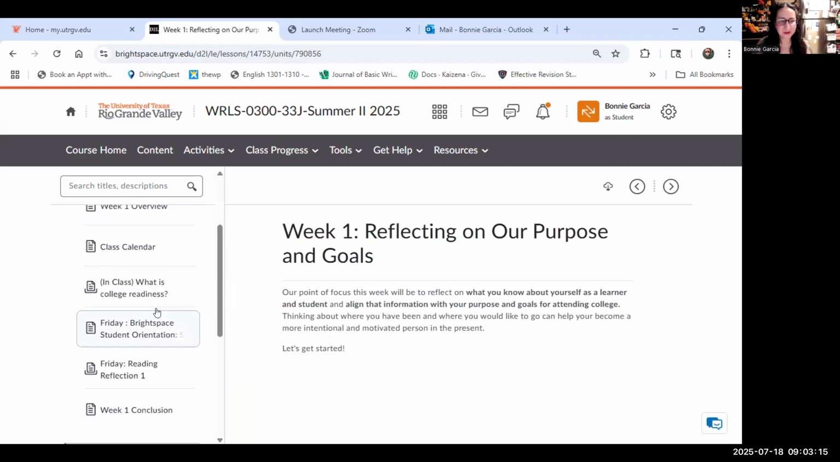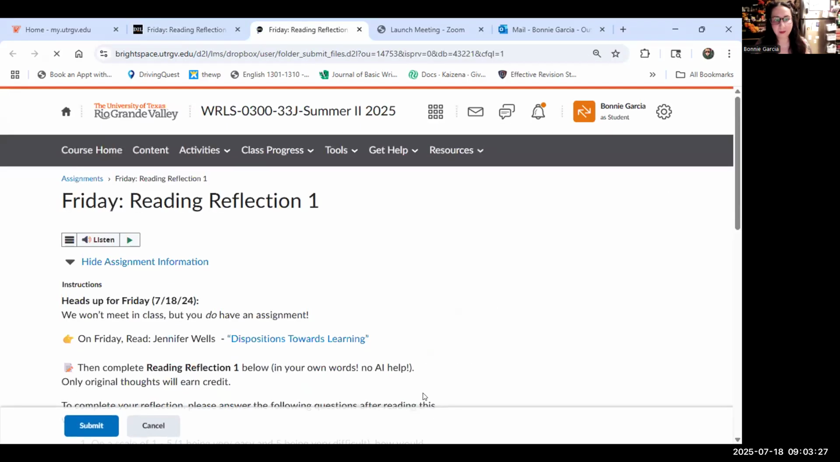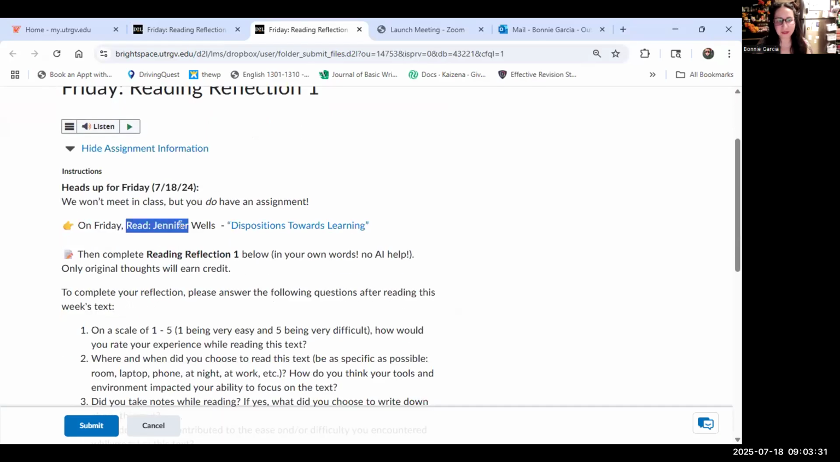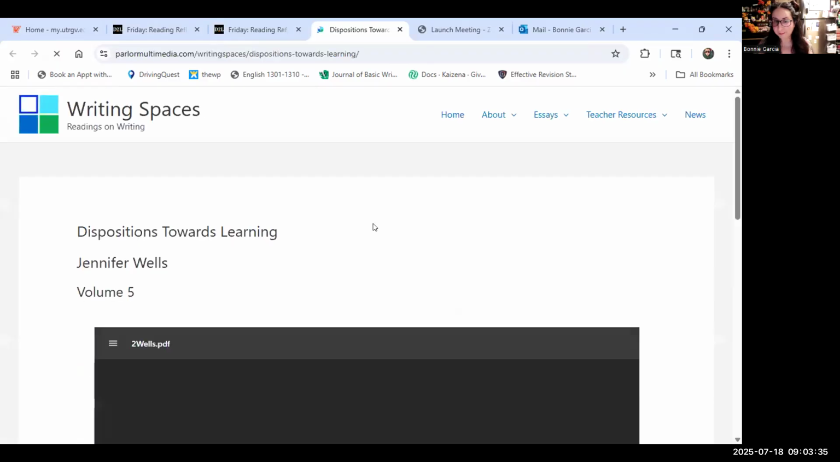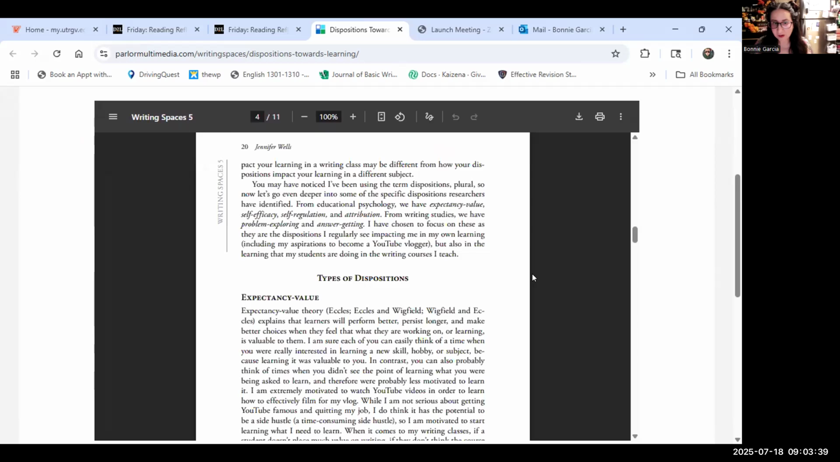We have the calendar, the stuff we did in class yesterday. We already did the orientation. So there it is, Friday, reading reflection one, or I might say homework reading reflection one. We're going to click on that. And then we're going to go to assignment. And here it is. It's going to say, hey, heads up, we're not having class. Please read Jennifer Wells. And so if you click on it, it'll open it up. And this is the reading. It's about 11 pages long.